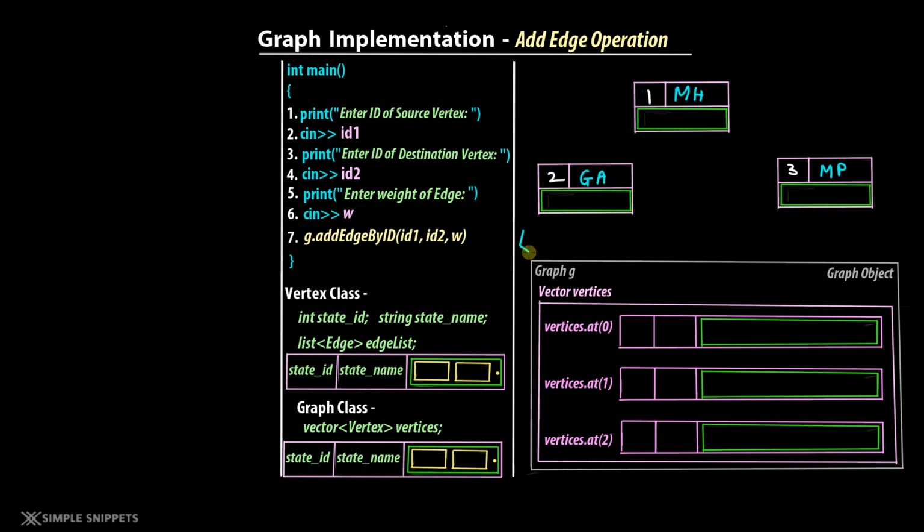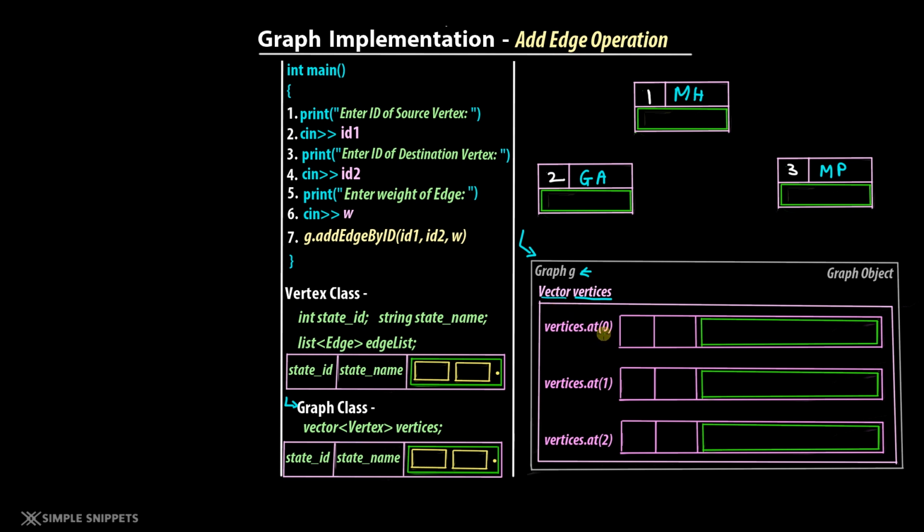So in the code, in the memory, this is something how it would look like. Graph G is nothing but our graph object, correct? And inside this graph G object, we have a vector named vertices, correct? This is the graph class. All this we've covered previously. I'm just quickly going through them for revision purposes. So vertices is nothing but a vector. A vector is a dynamic array which comes from the STL library.